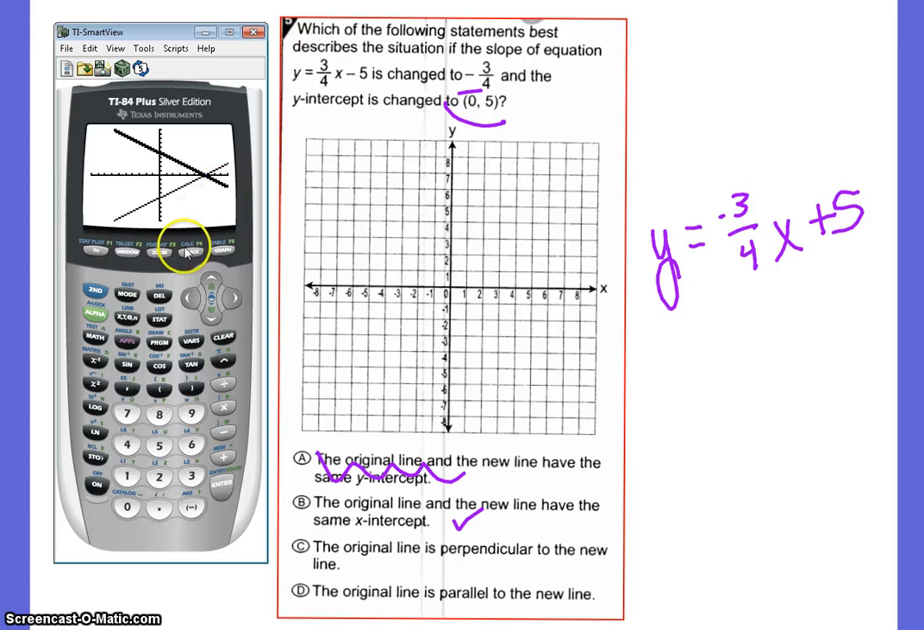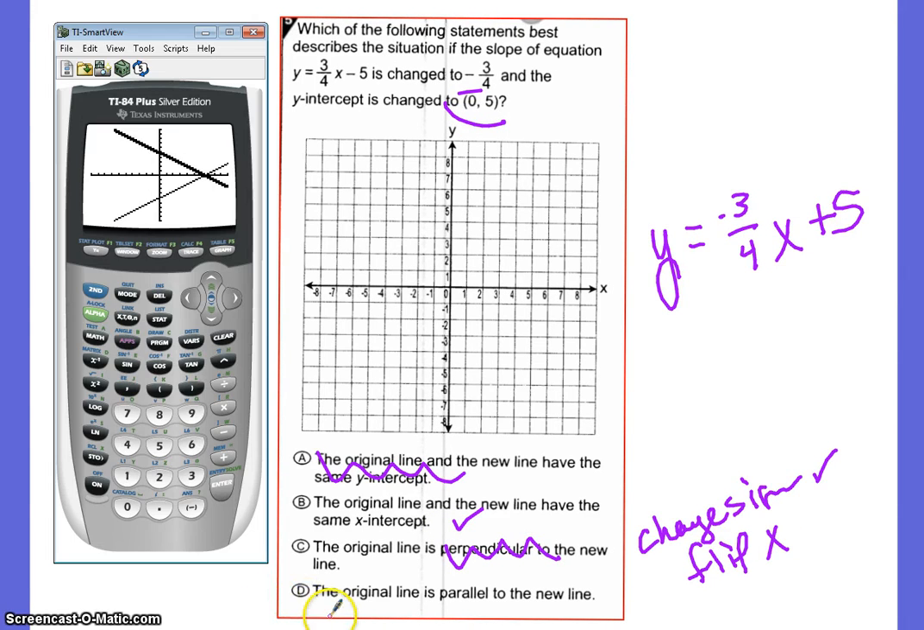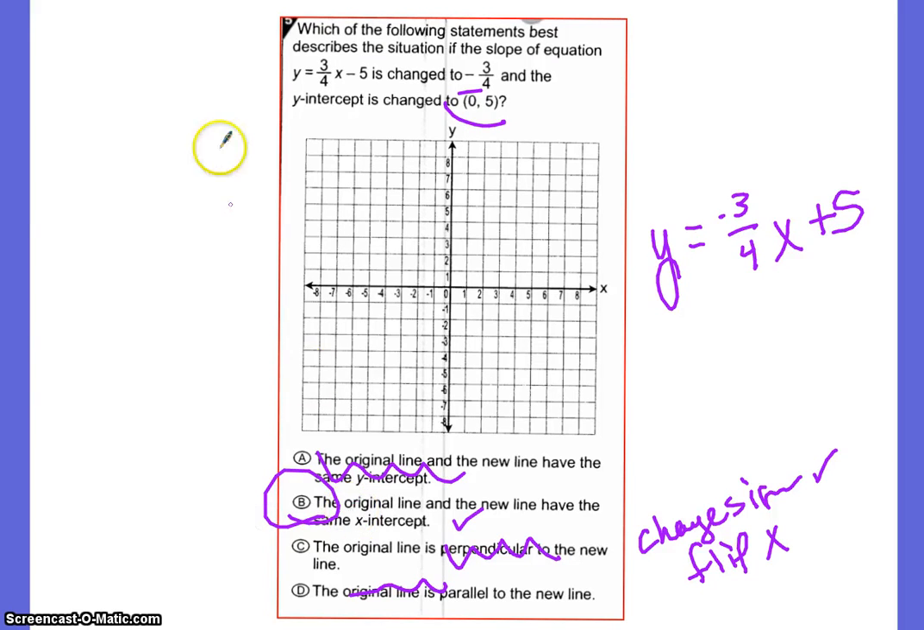The original line is perpendicular to the new line. Do they? And this is a tough thing because I don't like you looking at how it looks on your graph. You need to know your rule for perpendicular lines. Perpendicular lines, you have to change the sign and flip the fraction. If I go from 3/4 to negative 3/4, did I change the sign? Yes. Did I flip the fraction? No. So they are not perpendicular. And then the original line is parallel to the new line. Well, if you look at it, they cross. Obviously not. So your answer is B.